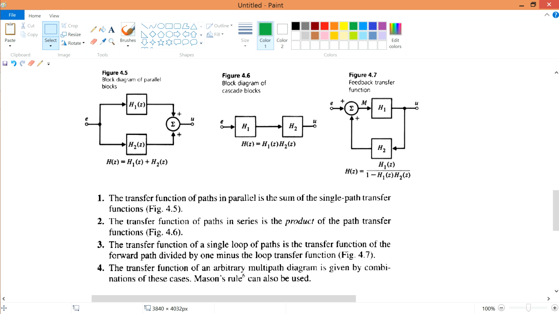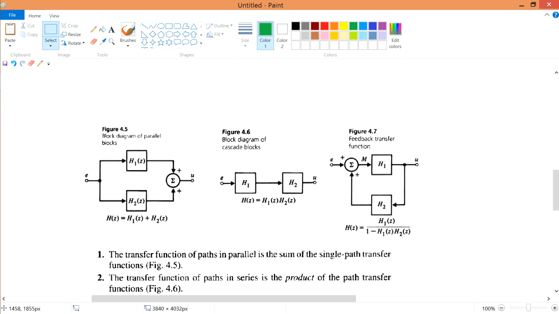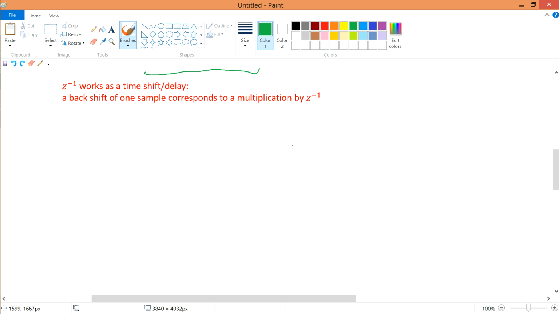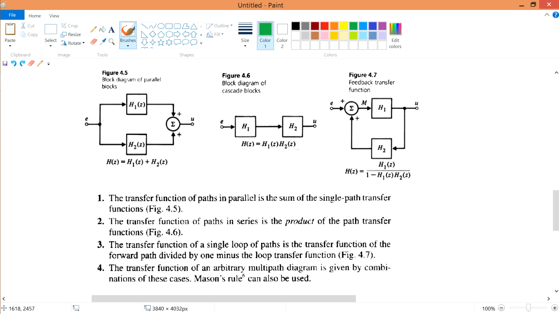So in the previous video, we derived something in transfer function style. Talking about transfer functions, the z domain also has its own system of transfer functions, and it acts totally similar to the block diagrams. I don't think I will need to go through this. Mason's rule can also be used in this manner when you combine them.